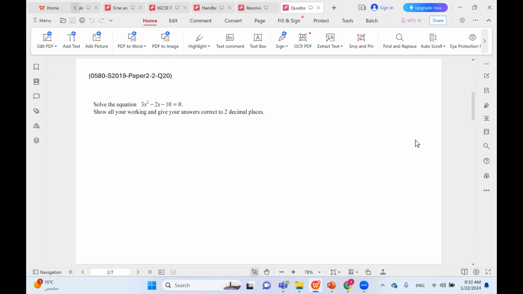So in this question, we're required to solve the equation 3x squared minus 2x minus 10 equals 0. Show all your working and give your answers correct to 2 decimal places.